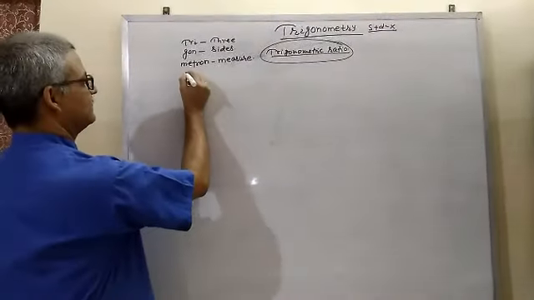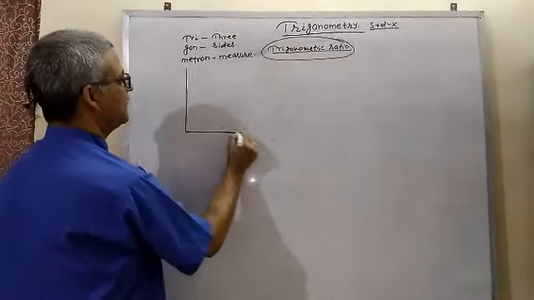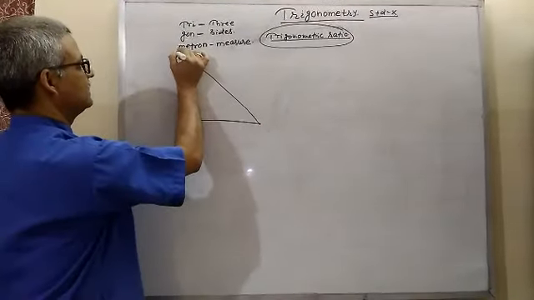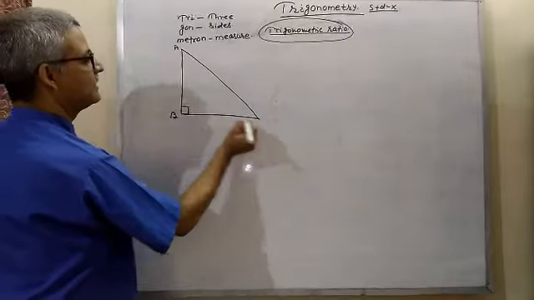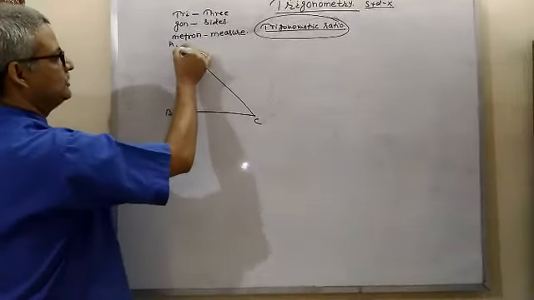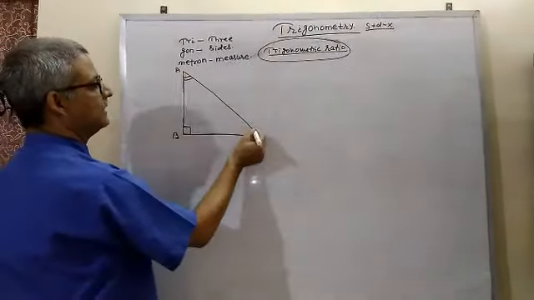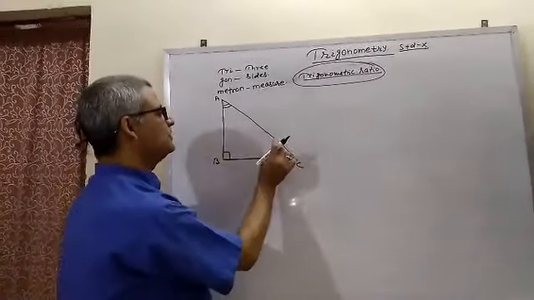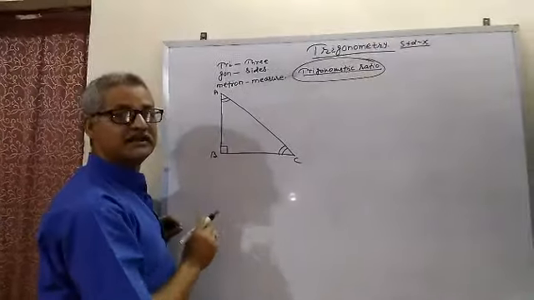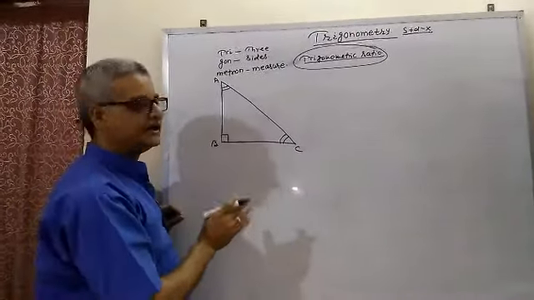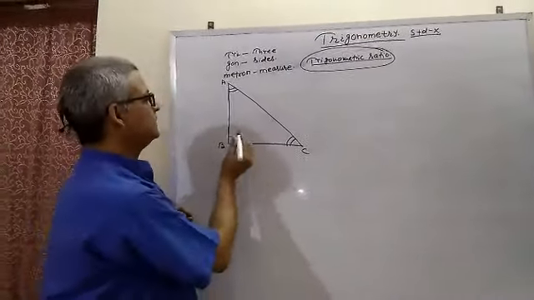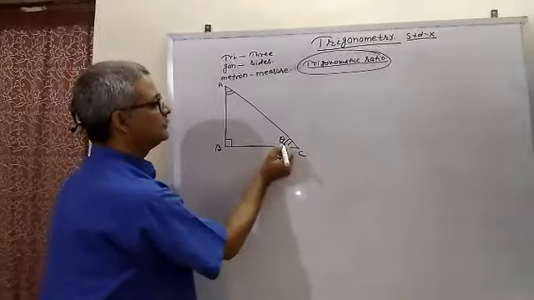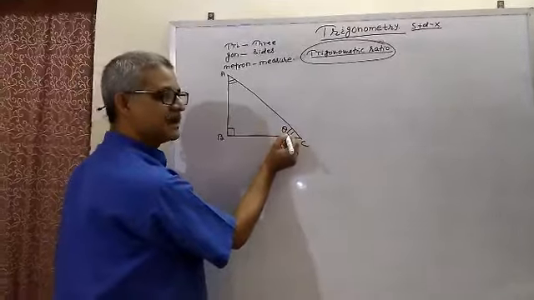In any right angle triangle, suppose this triangle is right angle ABC, right angled at B. Now these two angles are acute angles. According to which acute angle we take the relation between the two sides, it gives 6 ratios. Suppose the reference angle is this theta. This is acute angle theta and it is the reference angle.